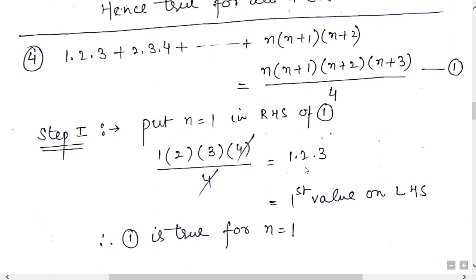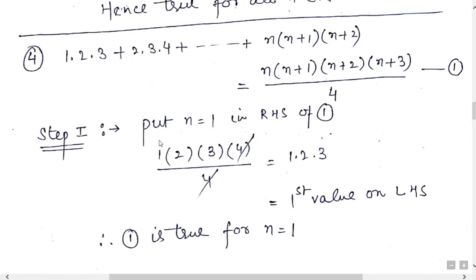Question number 4. The first term is 1 into 2 into 3, then 2 into 3 into 4, then up to n into n plus 1 into n plus 2, is equal to, on the right hand side, n into n plus 1 into n plus 2 into n plus 3 divided by 4.